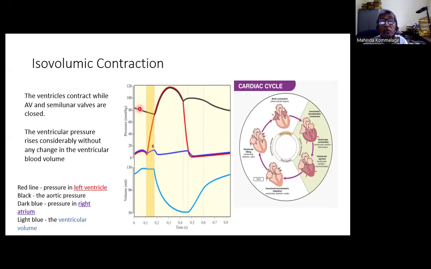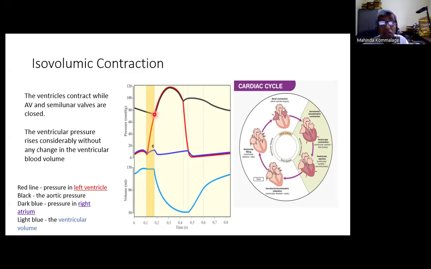You can see, when you consider the whole cycle of the heart, it's a very short time period where volume is constant and contraction of the ventricle occurs. Therefore, we call it isovolumetric contraction. Iso means same, volumetric contraction. So in the isovolumetric contraction, ventricular pressure shoots up, increasing tremendously within a very short period.